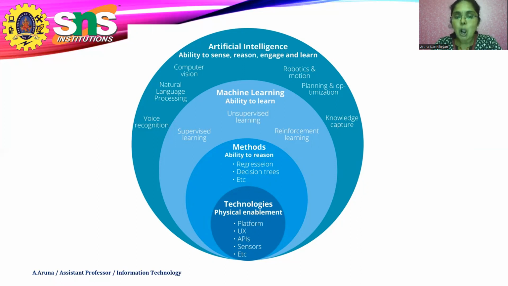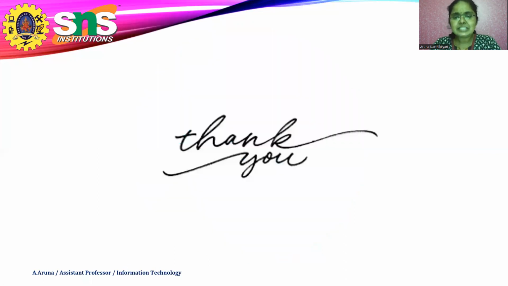In this case, how it can be enhanced or developed by using these technologies, either through a sensor, API, UX, or the platform, etc. These are the ways we are establishing the physical enablement. So these are the various technologies that can be used under artificial intelligence and machine learning. These are the ways your world can be explored with artificial intelligence and machine learning. Thank you.